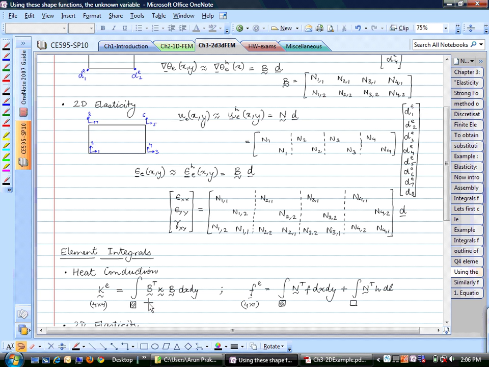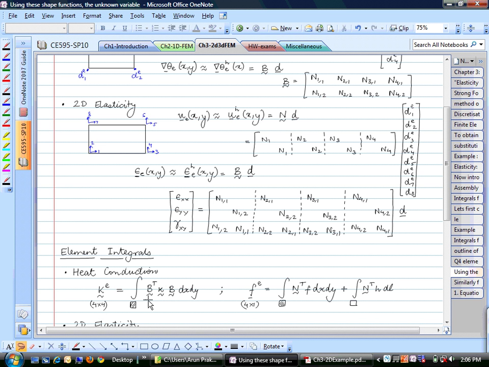For this 4-noded element, B transpose is this transpose. That would be 4 cross 2, right? So B transpose is 4 cross 2. K is 2 cross 2, and B again is 2 cross 4. So the result of this matrix right here becomes a 4 cross 4.